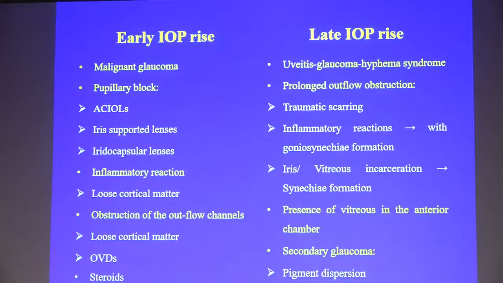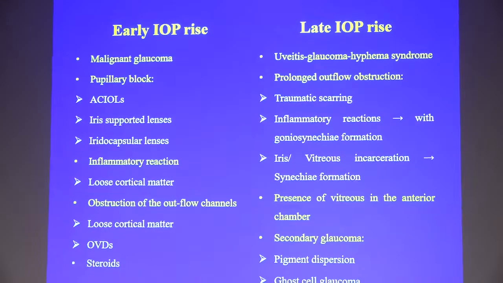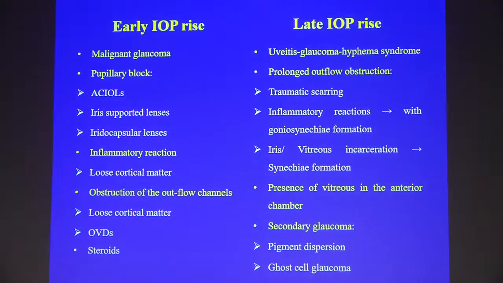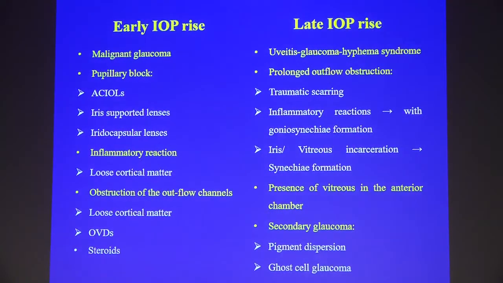or chronic. The early IOP rise can occur in all these conditions: malignant glaucoma, pupillary blocks, AC IOLs, iris-supported lenses, iridocapsular lenses, inflammatory reaction, loose cortical matter, obstruction of the outflow channels, the OVDs that we use, and of course post-operative steroids.